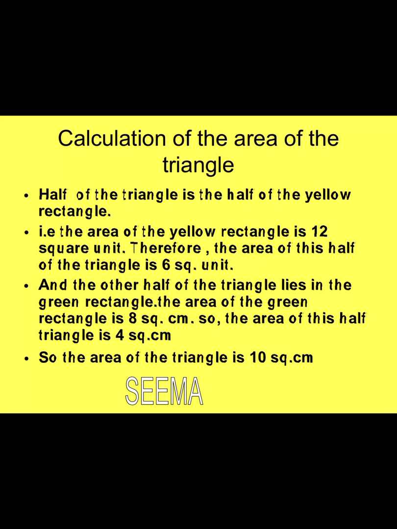Now, let's find out the area of the other half of the triangle. But before that, you have to find out the area of the green rectangle. Yes, who has found out the area of the green rectangle? Yes, it is 8 square centimeter or unit. You can use here unit or centimeter. So, the area of this half triangle is 4 square centimeter. Now, what is the area of the red triangle here? Yes, it is 10 square centimeter.